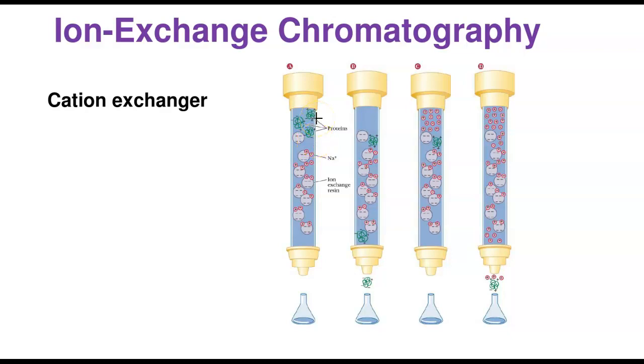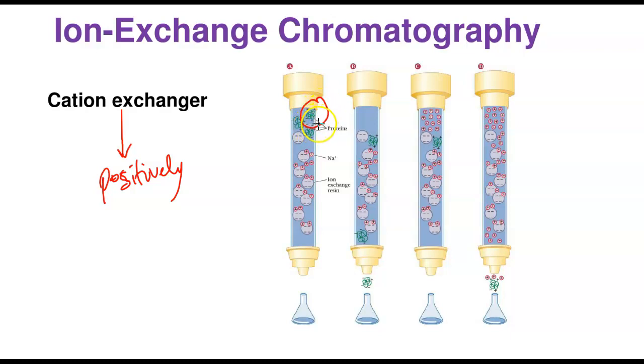Remember, a cation exchanger is going to attract proteins that are positively charged. So if you look at these 3 proteins, the one that is positively charged is only this one. Because if you look at it, it has plus 1 here, plus 1, which is 3 plus. 3 plus minus 1 will give you 2 plus. So this is positively charged.